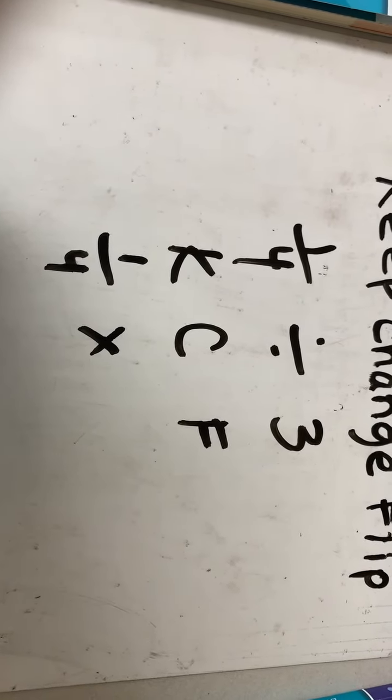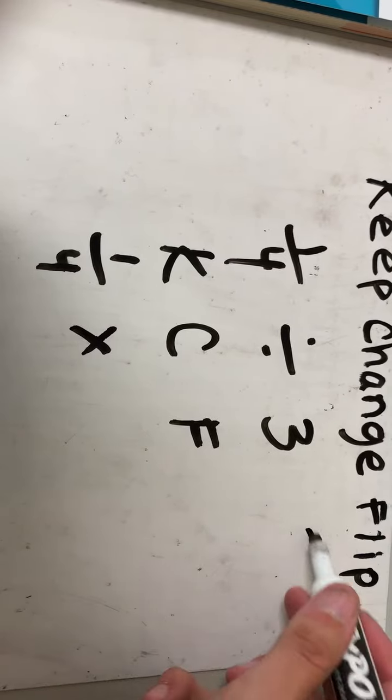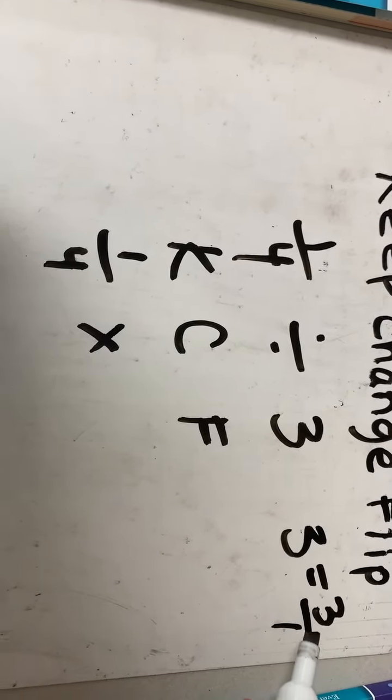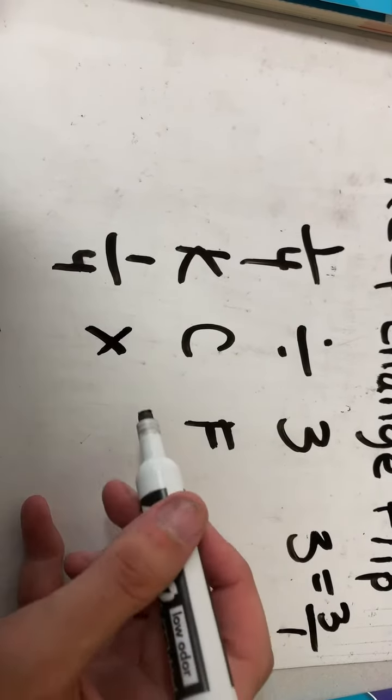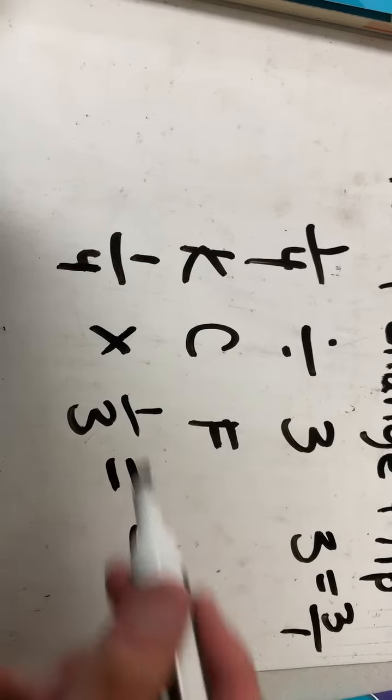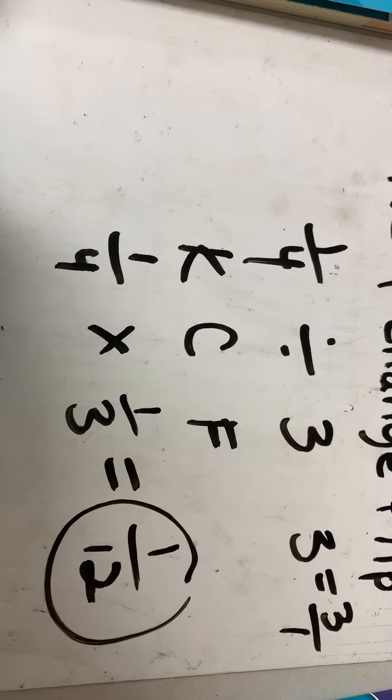So like the last problem, we need to remember 3 is the same thing as 3/1. So if I picture that as 3/1 and I want to flip it, I would flip it into 1/3. And then I simply just solve. 1 times 1 is 1, 4 times 3 is 12. That is my answer.